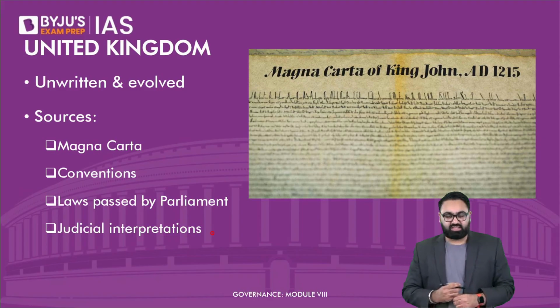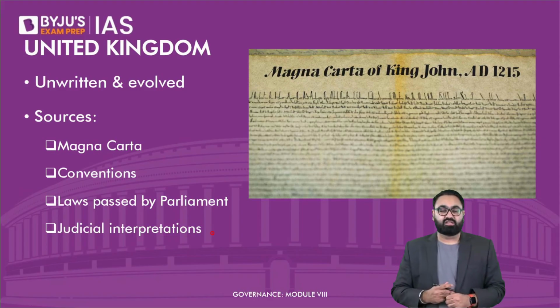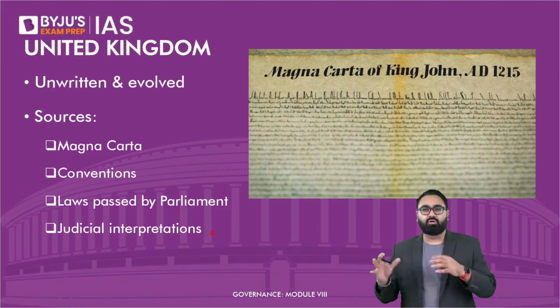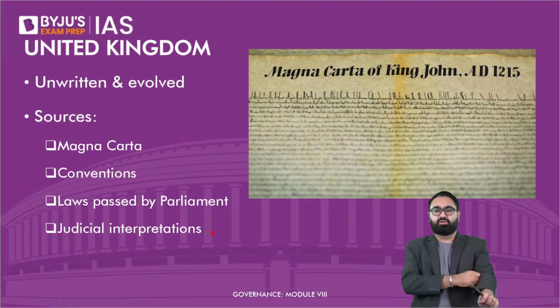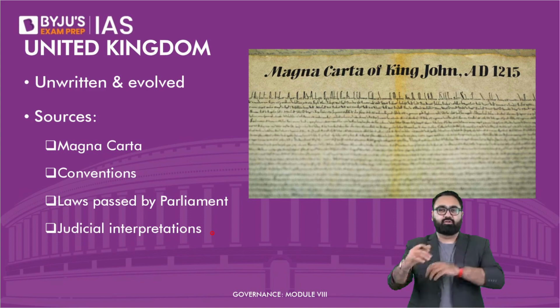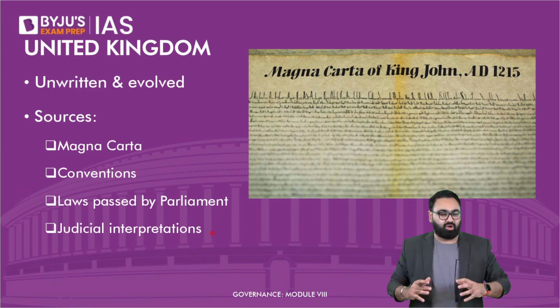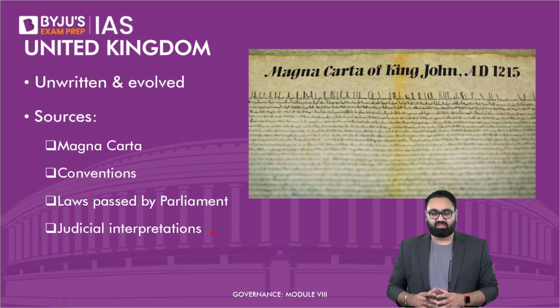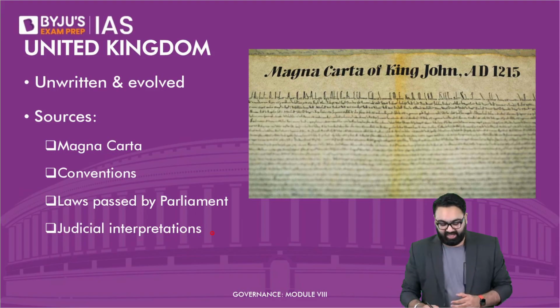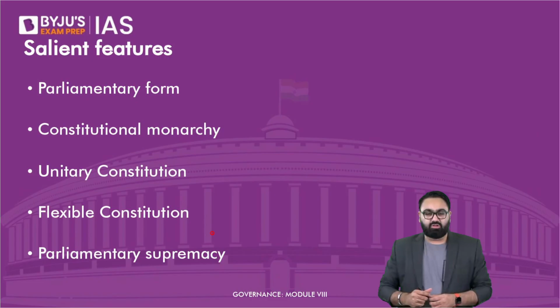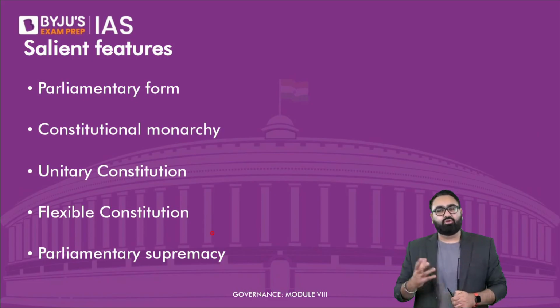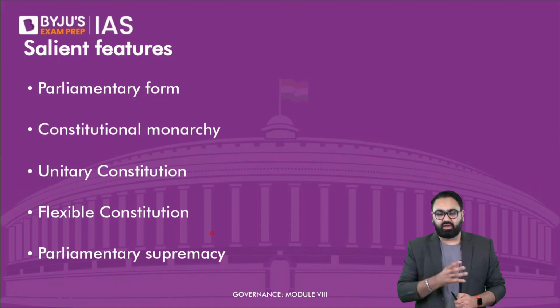We then discussed the British Constitution. It is an unwritten constitution. So there is no one specific book that is called the British Constitution. The British Constitution is said to be just a collection of all the different laws that we have, the Magna Carta, the conventions, the laws that have been passed by the parliament, the judiciary, etc. They also have a parliamentary form of government, just like India, constitutional monarchy, no states, no provinces, so it's a unitary constitution.